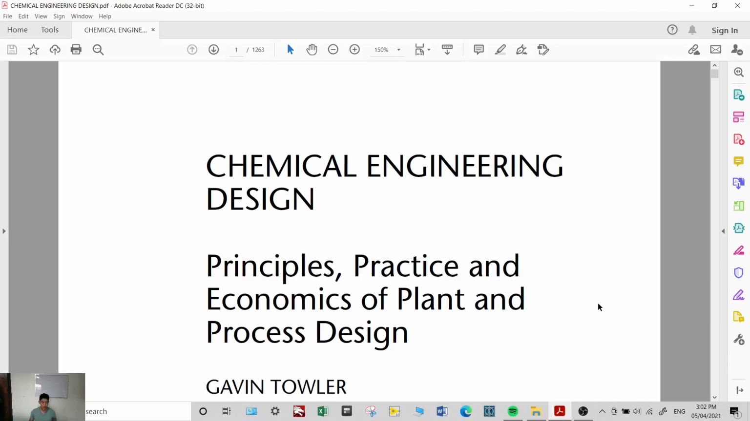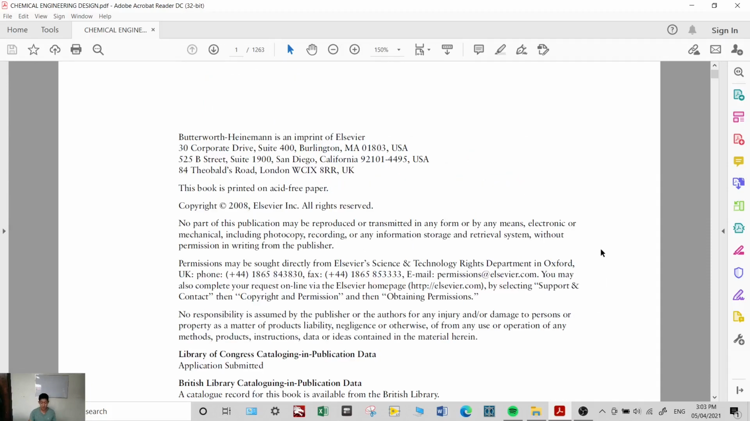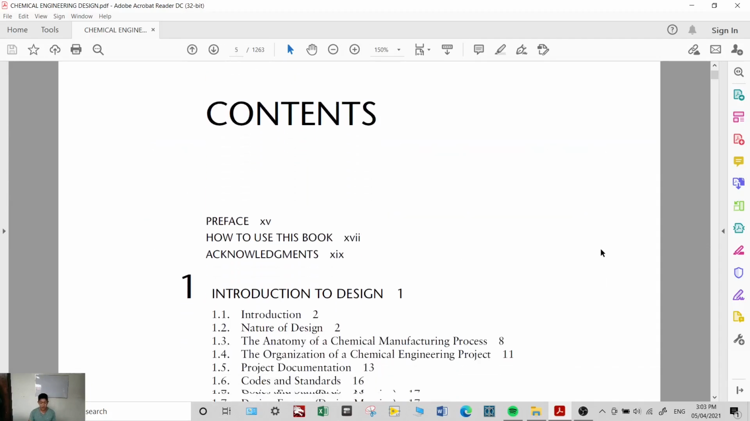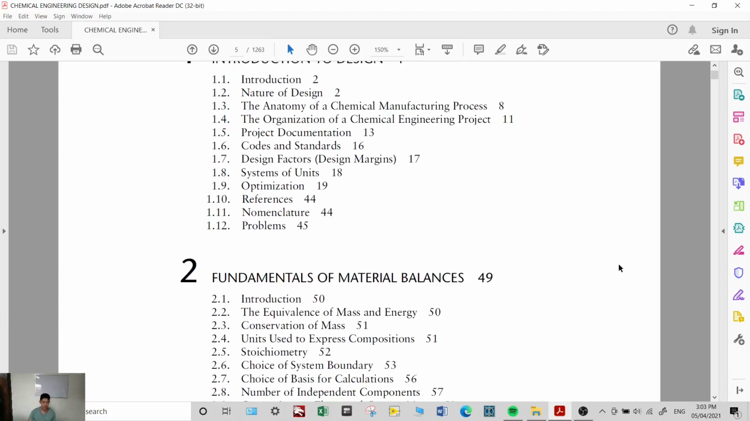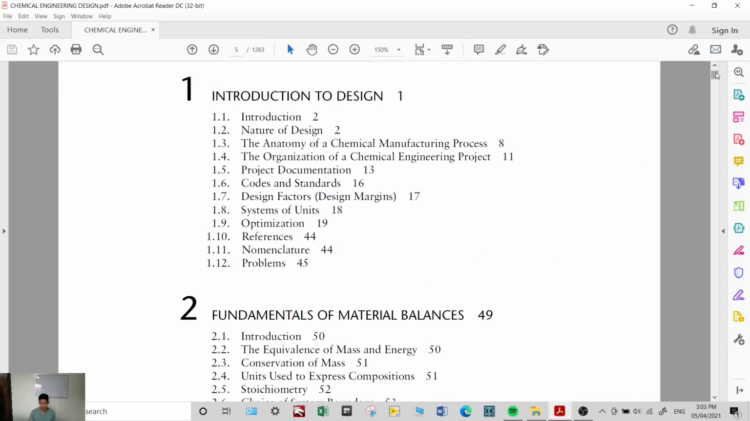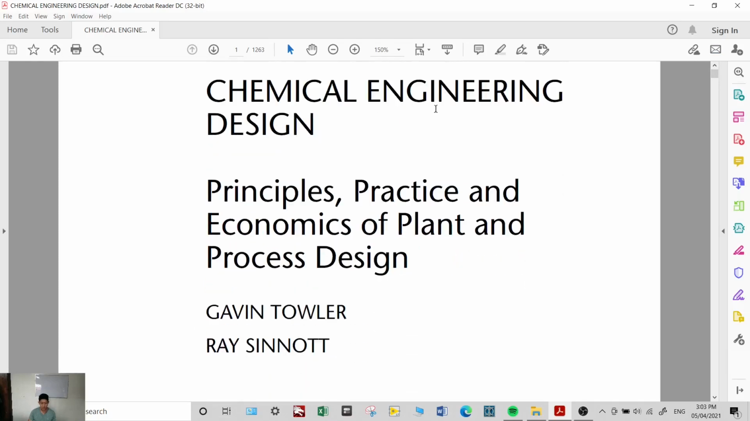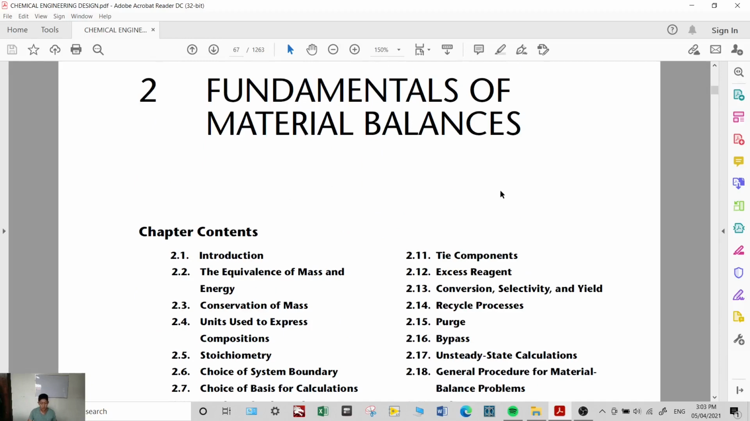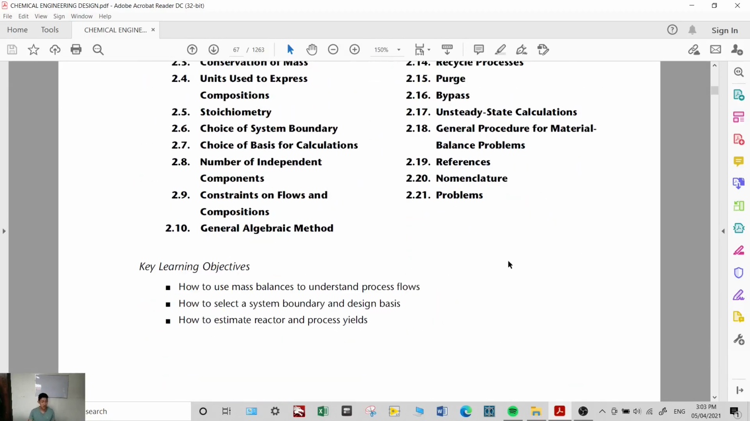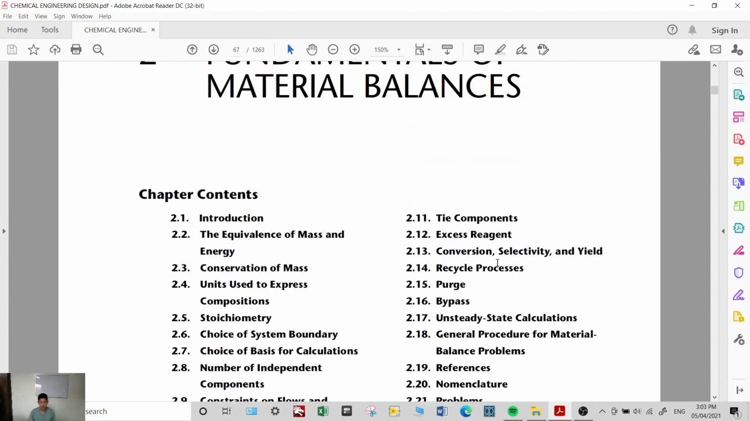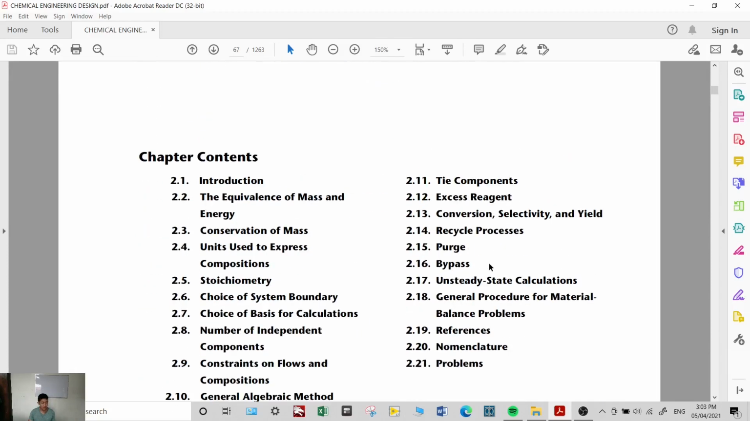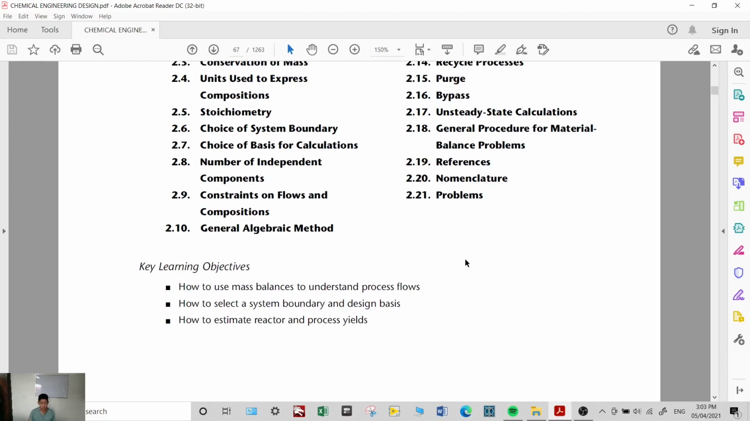Okay, good day. So today we will be discussing the fundamentals of material balance. This is chapter 2 of the book by Towler and Sinnott, Chemical Engineering Design. Fundamentals of material balances. So, what are the objectives in this lecture? Well, first of all, we would like to understand how to do a mass balance for a process flow.